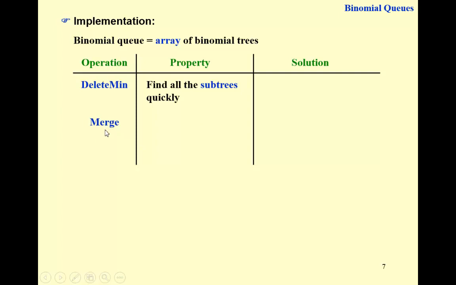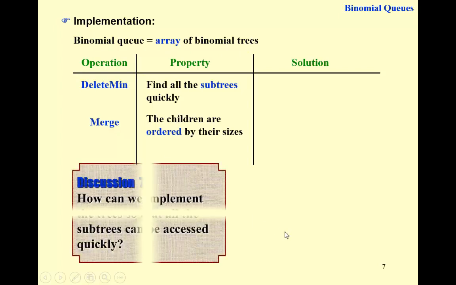And the next one is merge. Remember that I also mentioned that in order to make sure that the merge can be done in log n time, we must guarantee that the children are ordered by their sizes or by the heights. So these are the properties we must have when we design the data structure to implement a binomial queue. So here comes your first discussion question. How can we implement the trees so that all the subtrees can be accessed quickly?